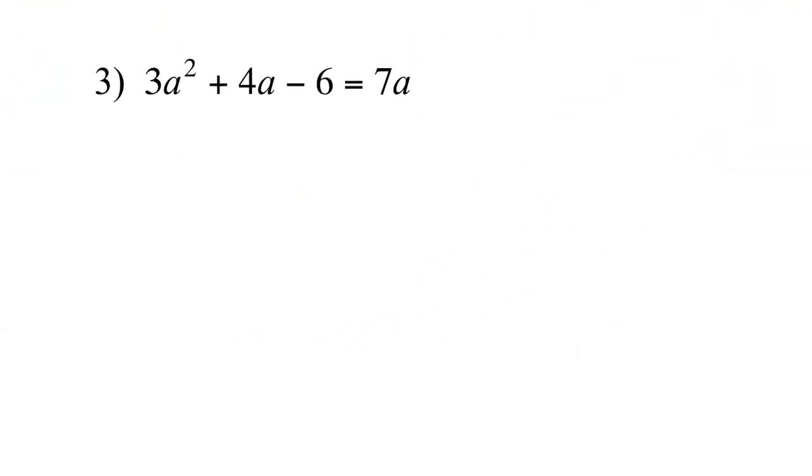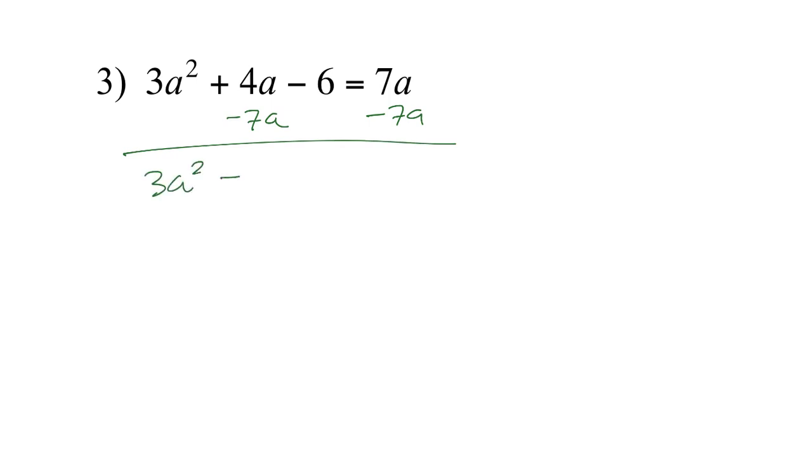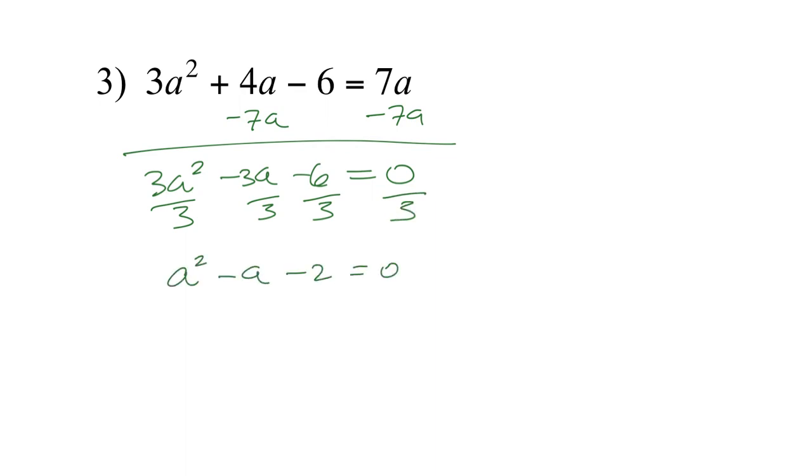Let's see the next one. So again, I'm going to start by combining, leaving a 0 on one side. So I'm going to start by subtracting 7a here, minus 7a. So I got 3a squared minus 3a minus 6 equals 0. I have the 0. I have a number here that is different than 1. My next step, I should check if I have a common factor. So in this case, I do have a common factor, and my common factor is 3. So I'm going to divide everything by 3. So I have a squared minus a minus 2 equals 0.